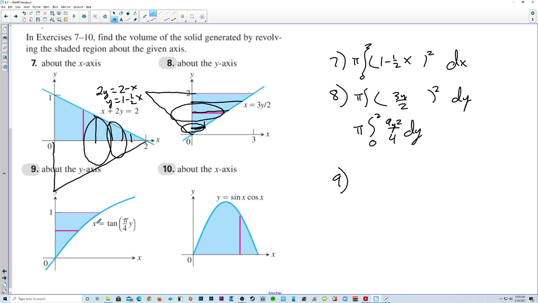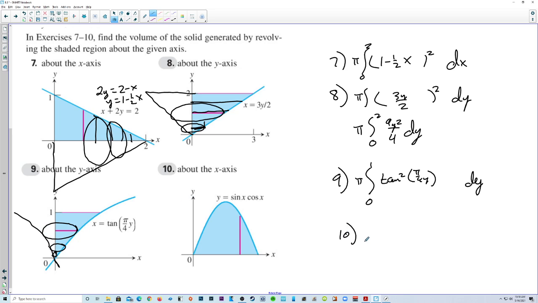Number 9, about the y-axis again, and it says x equals. It's set up for us already. So the 180-degree rotation would look like that. We're going to rotate around the y-axis. So we're around the y. It's perpendicular to the y-axis, so that means we're going to integrate with respect to y. Again, these are circles because we're rotating around, and this is going to be pi r squared. So pi tangent squared pi over 4y. And now we're integrating from 0 to 1 because we're rotating these around the y-axis.